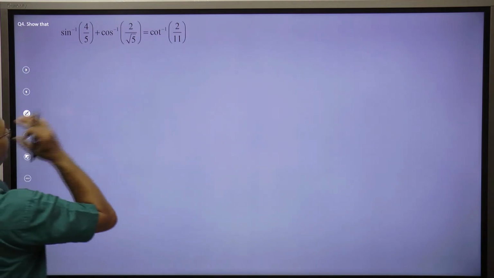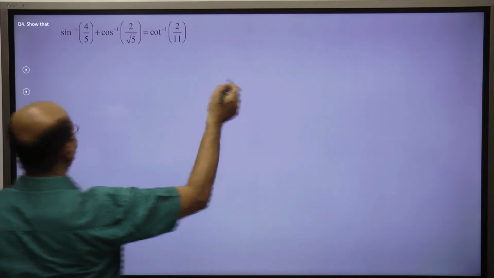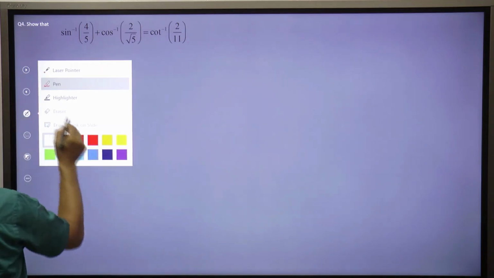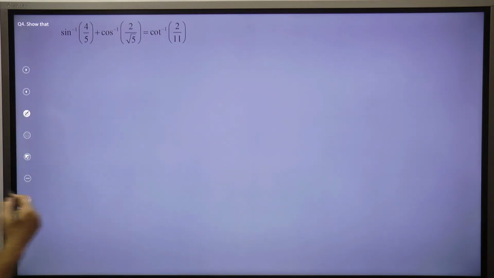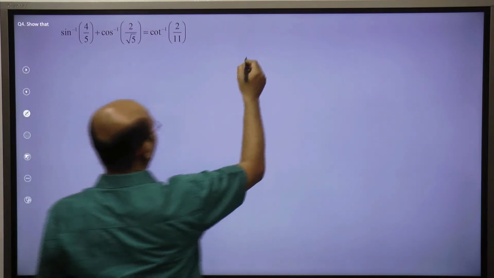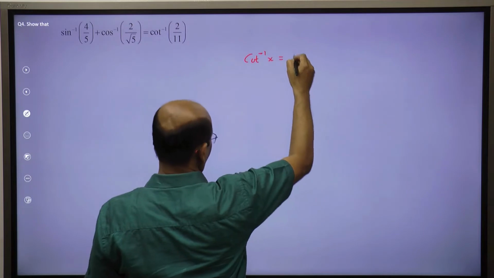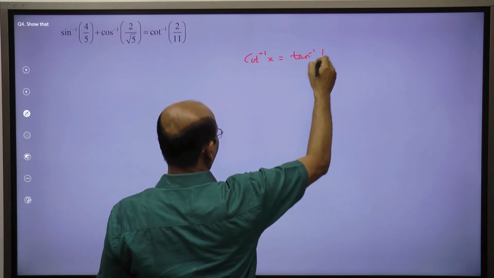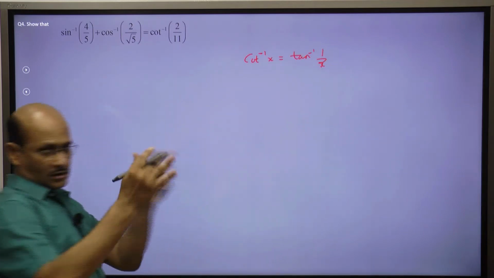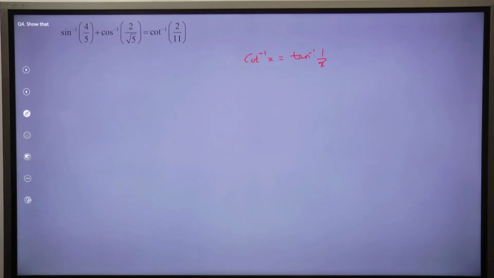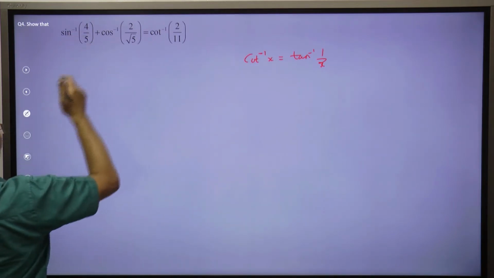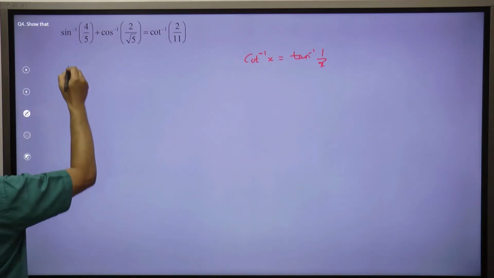So best deal would be, now remember one thing, there are many things which you have to keep in mind. You can do anything you want, but basically remember cot inverse x is nothing but tan inverse 1 by x. Why? Because tan and cot are inverse of each other. So I can convert this into tan inverse.